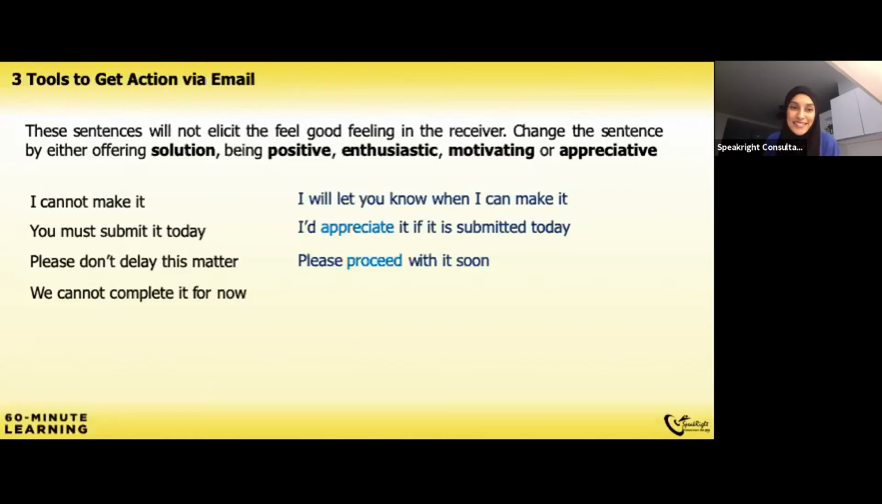Excellent, Grace. So instead of stating the problem, cannot complete it for now. Remember, receiver doesn't want to know what is your problem. They want to know the solution. So what is the solution? Grace has given the solution. We will complete it by the Sunday, or it is possible for us to complete it after 31st August. Look at the tone, look at the feeling that you get. It's totally different, okay?